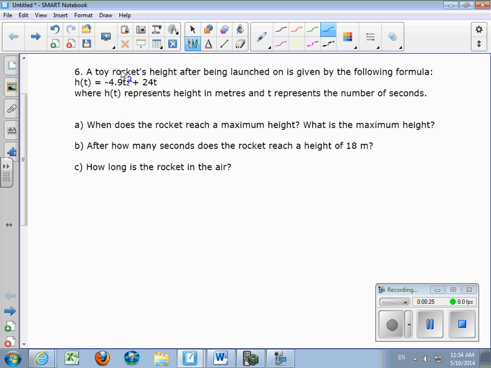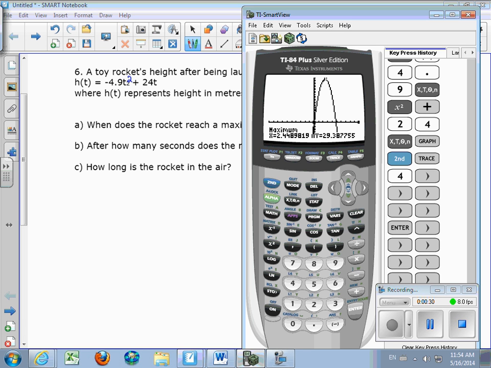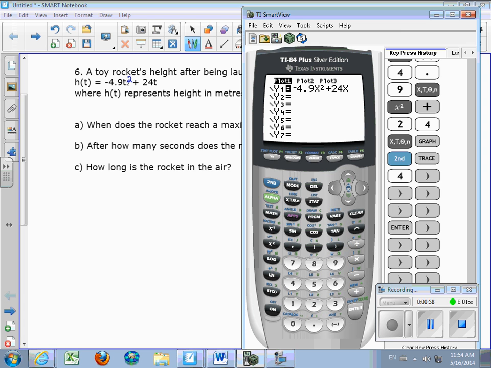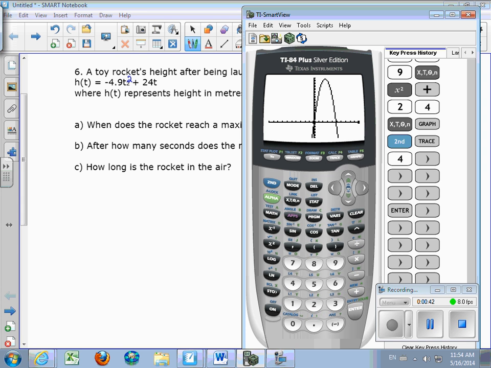So what we need to do is graph this equation and then find the maximum. If I bring up the calculator, we want to go to y equals. I actually have that entered already to save time. It's negative 4.9 x squared plus 24x. You enter that into y1, and then we hit graph, and we can see the parabola.